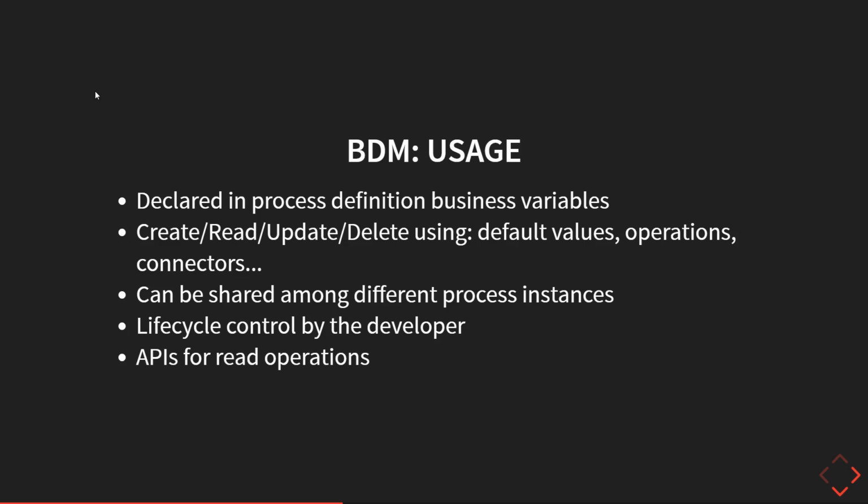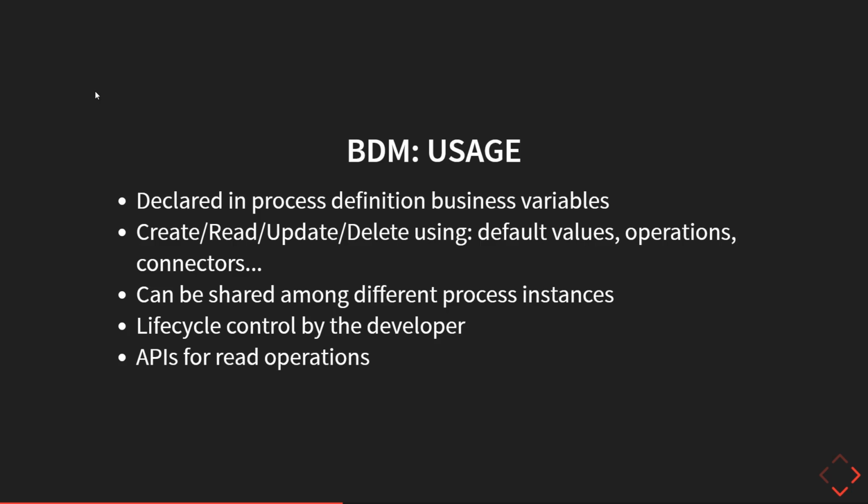When we set the default value of a variable, when you start the process, this default value will be set, and the business variable will be saved in the database. We also have what we call operations that are useful to update the data. So for example, if you want to update the data when a task is submitted, you will usually rely on an operation.